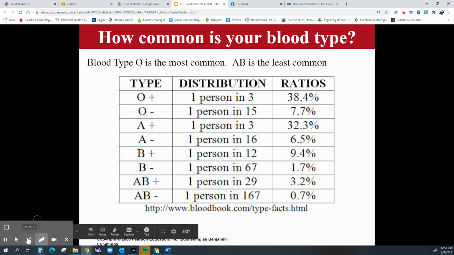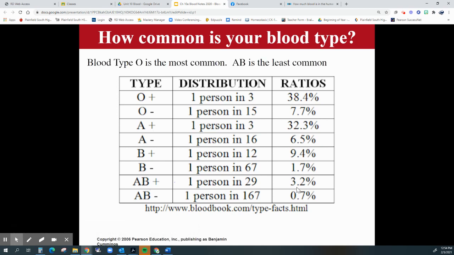B positive, again, is a little more rare. We don't see it quite as often. And then B negative is even more rare. AB positive is actually fairly rare, but we tend to see a little bit more of that than others. The rarest form of blood would be AB negative.